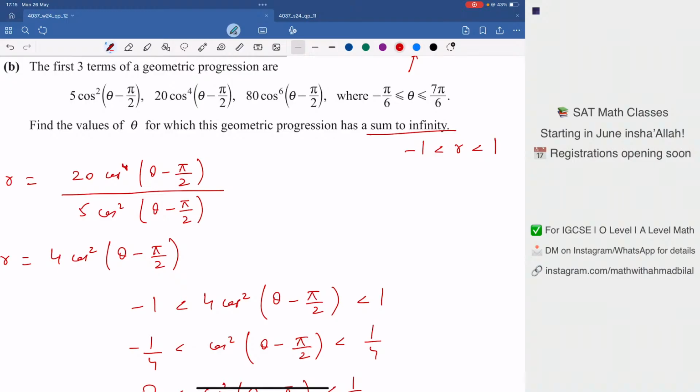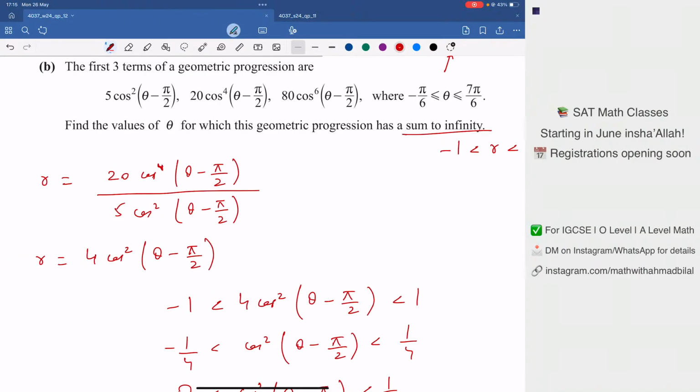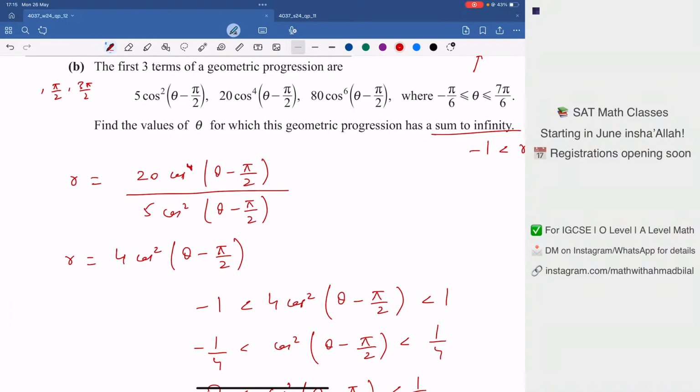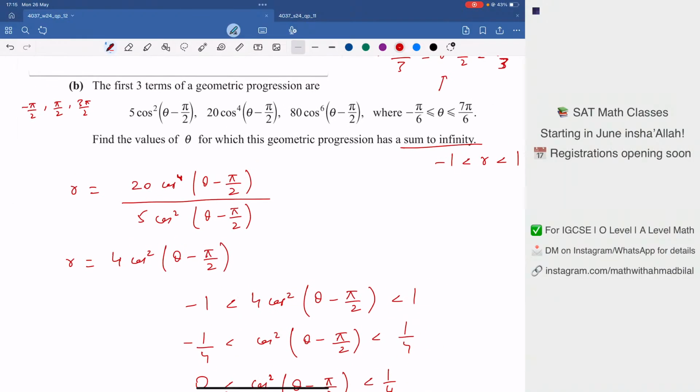Okay, now where does that happen? When is cos equal to 0? If you think about the graph of cos, it's 0 at pi over 2. It's 0 again at 3 pi over 2. On the left side, it's 0 at minus pi over 2. Now, what values are falling inside this interval?